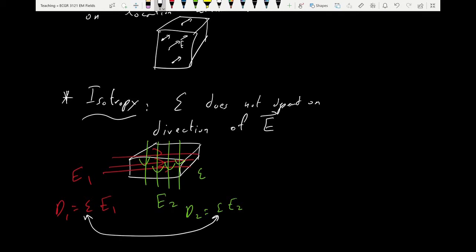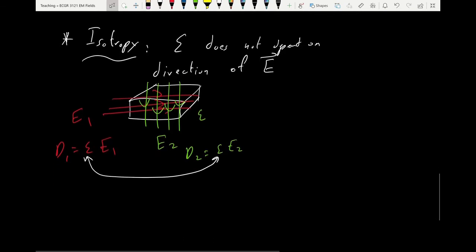It's possible to have materials where the direction of the field changes epsilon, but those kinds of materials are not isotropic, right? The materials that we'll be interested in studying, so this is what isotropy is.